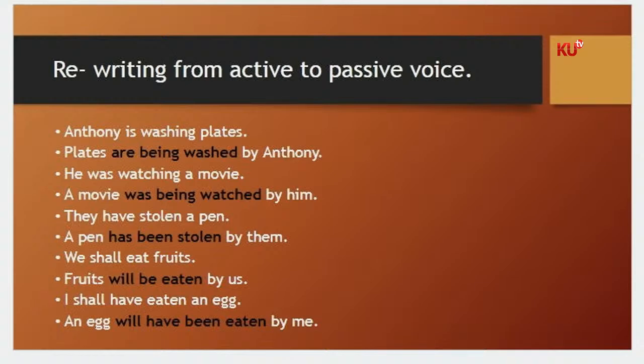When we add "ing", it makes the verb continuous. So when using any continuous tense and you want to change from active to passive, you must use the word "being". For example, the first rule or first step is the order. Anthony is washing plates. Remember, plates are many, that is plural. We have: plates are being washed by Anthony.